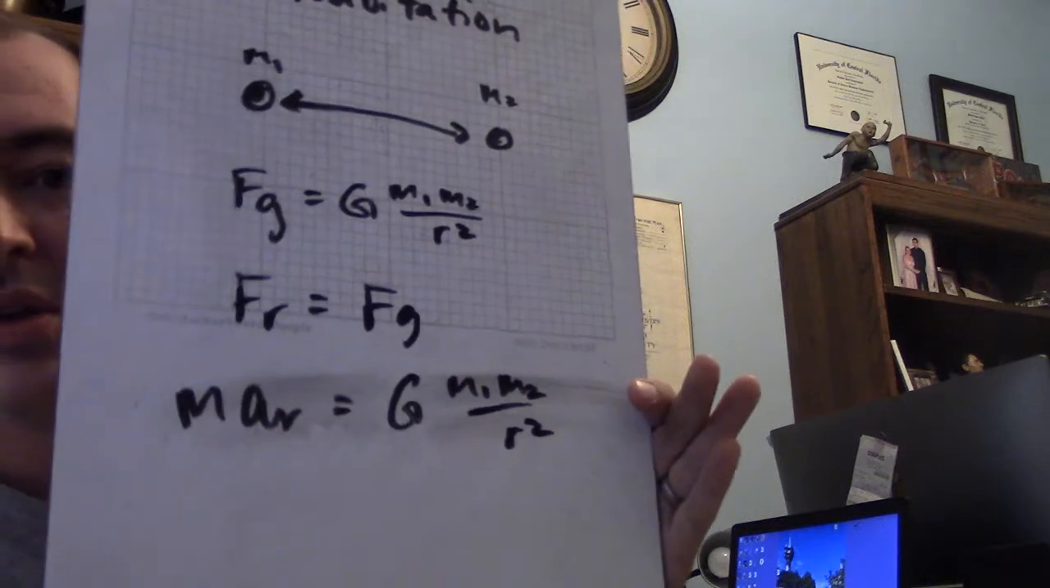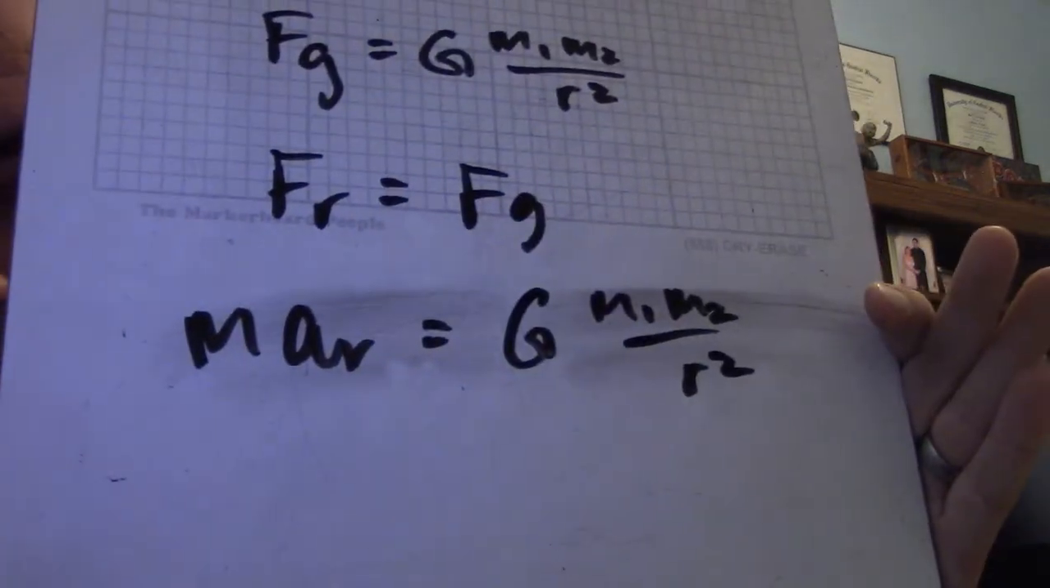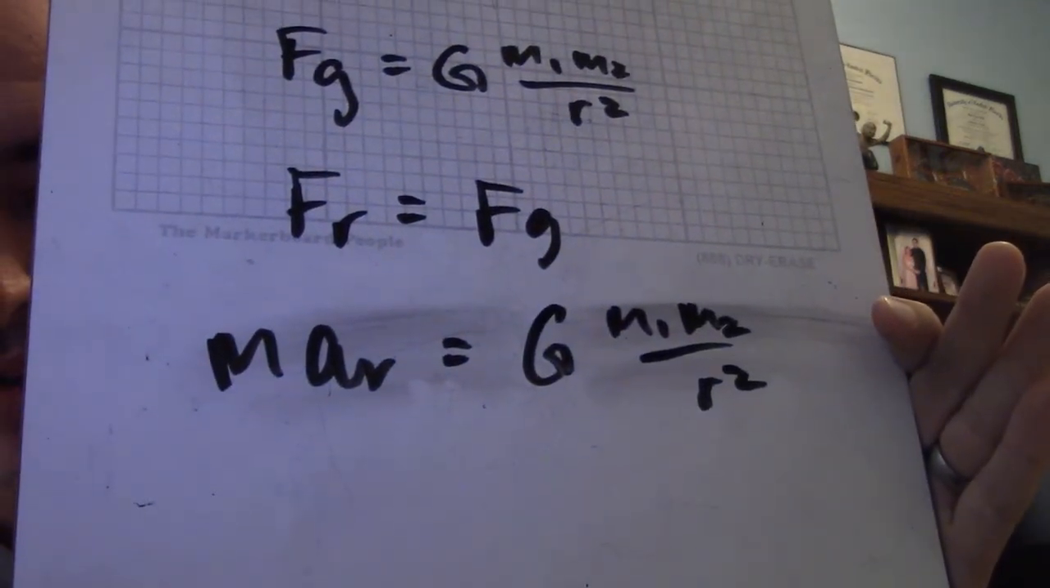m a_r is equal to mg, but mg is not the one we want to use here. We're going to use the other definition of force, which is G m1 m2 over r squared. Okay. So we have now this other way we can set it up. m a_r is equal to G times m1 m2 over r squared.